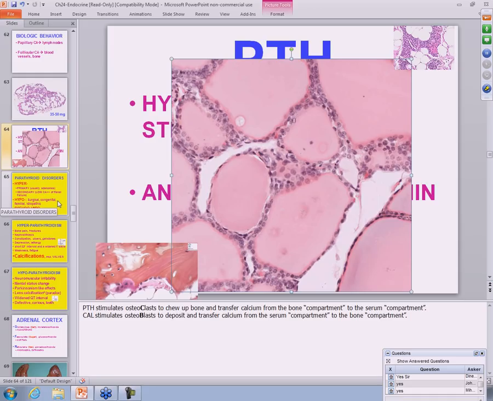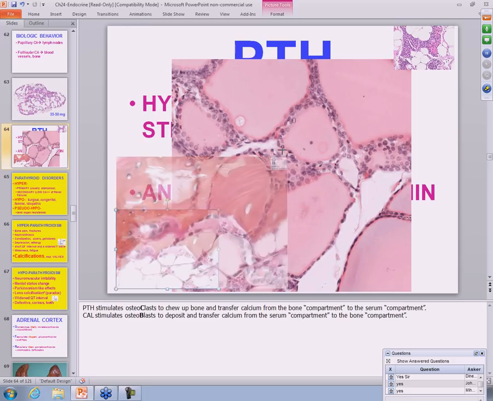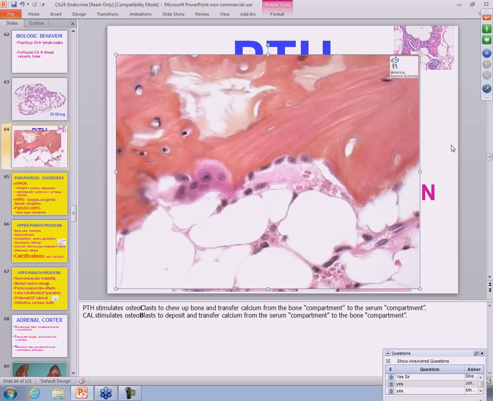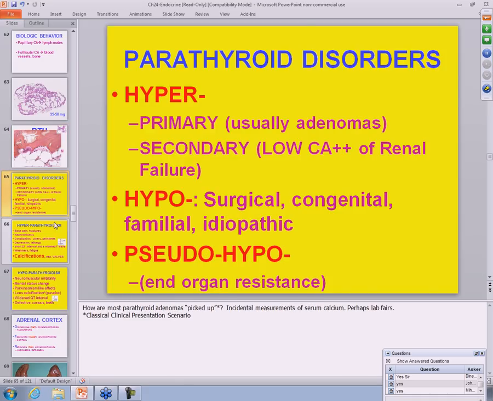Okay, and do the last thing, do the bone, blow that one up a little bit. And remember, the osteoclast is being stimulated by the parathyroid hormone to put calcium into the blood when that level gets out of kilter. And the osteoblasts are being stimulated by the calcitonin to put the calcium back in. Okay, next slide.